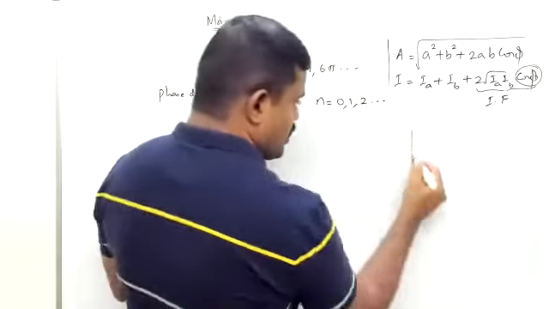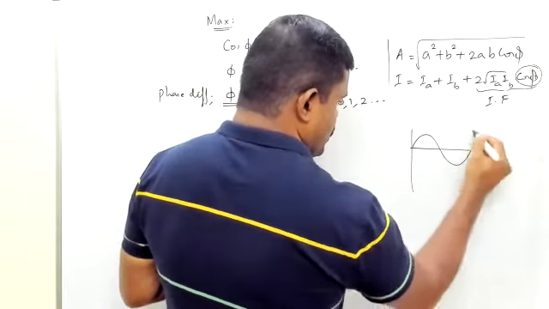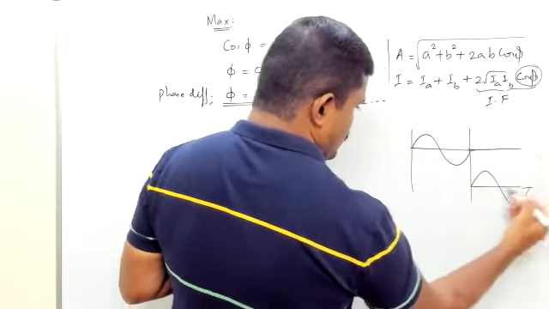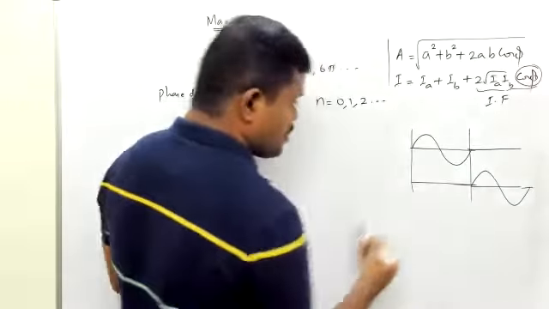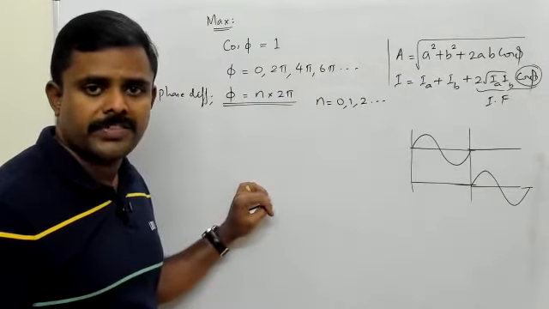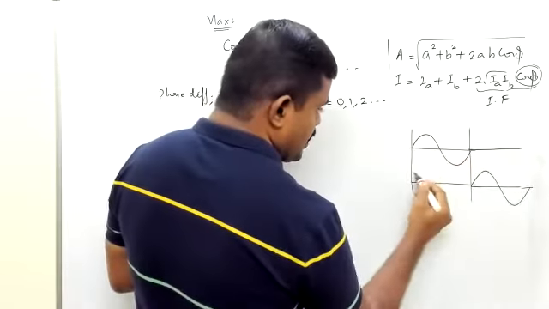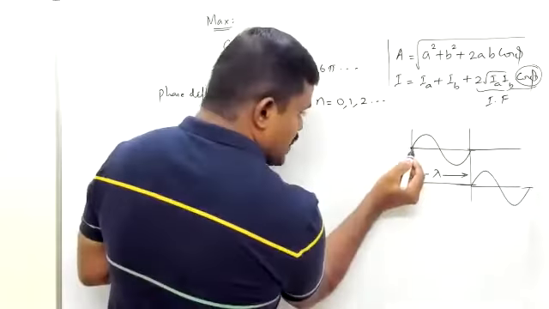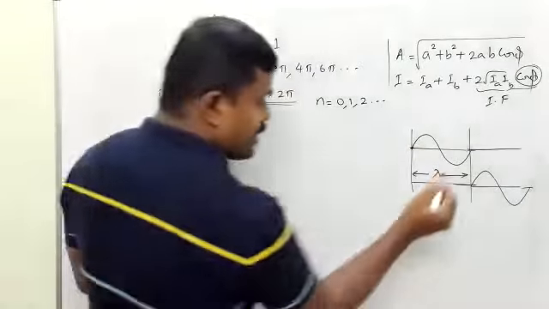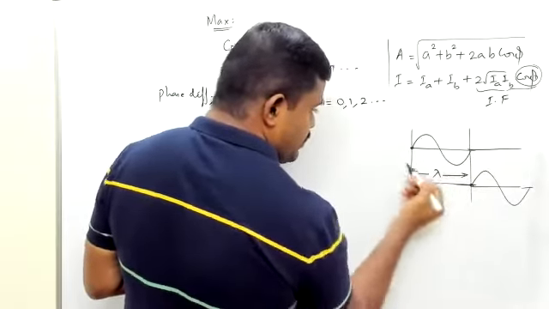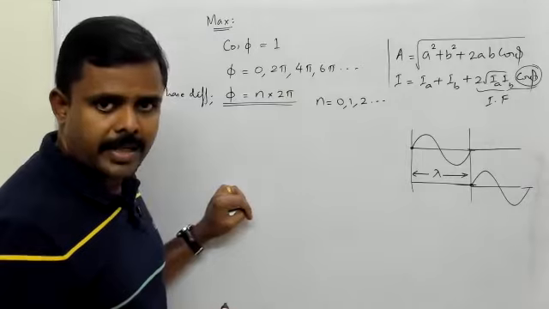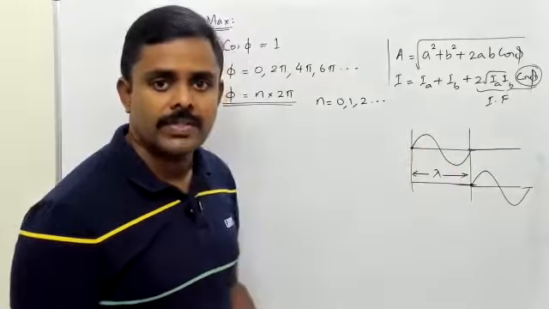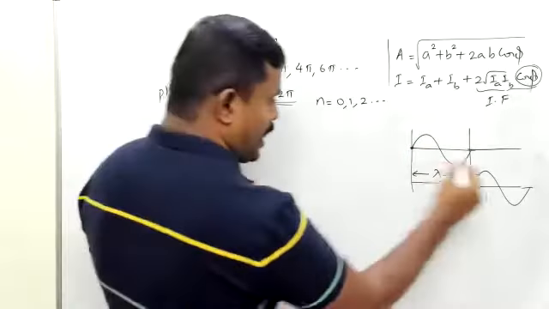Look at this. I have a wave here, and the second wave starts here. What is the path difference between them? The path difference between them is actually the wavelength, lambda, because this wave starts over here and the second wave starts over here. Half a wave plus another half wave makes one full wave. The length of the wave is called wavelength, so the path difference is lambda.